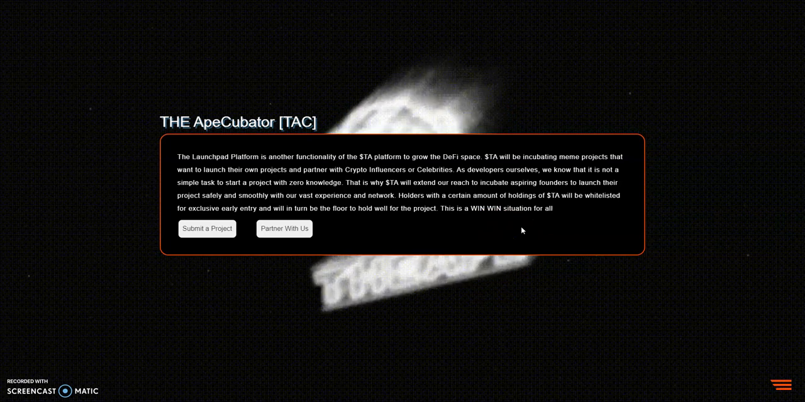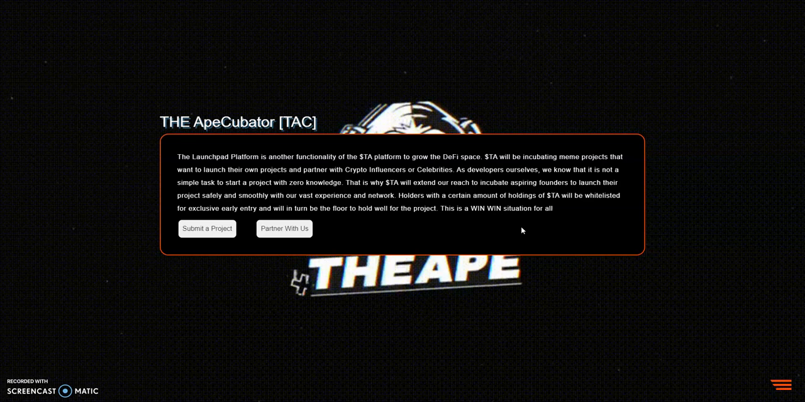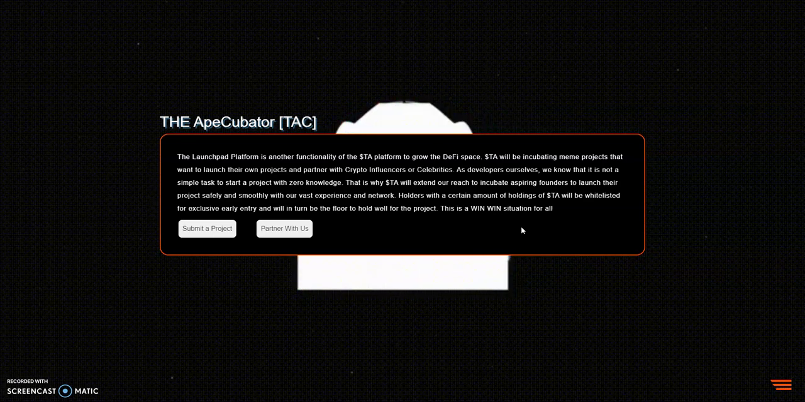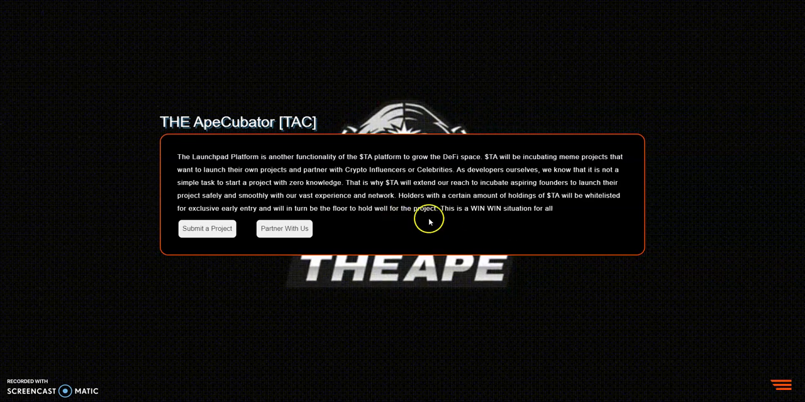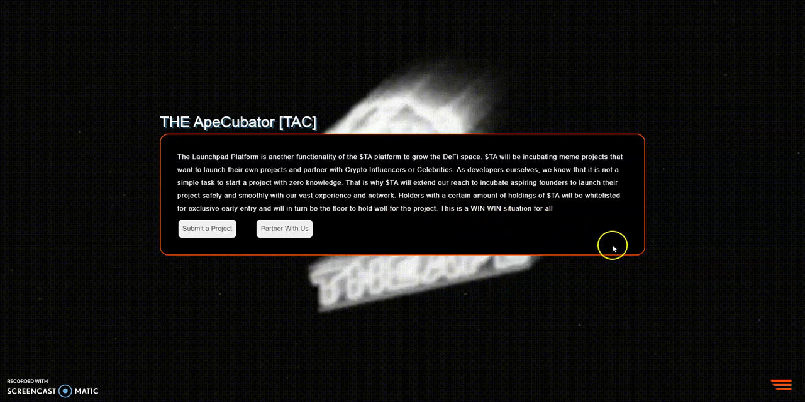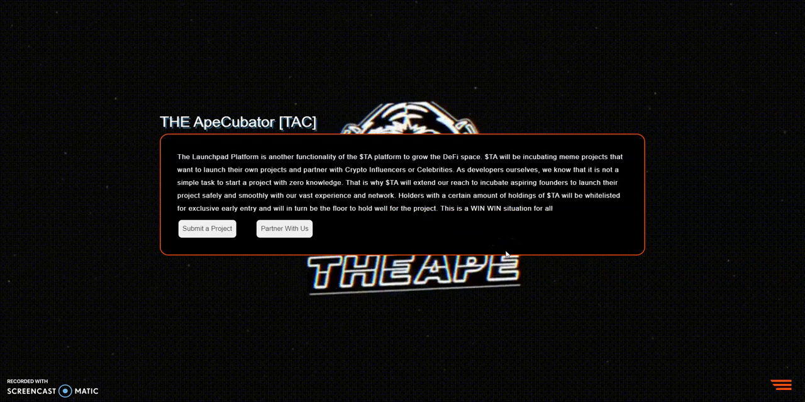Holdings of TA will be whitelisted, exclusive, early entry, and in turn be the floor to hold well for the project. This is a win-win situation for all. I couldn't agree more. Now let's get to these price predictions.